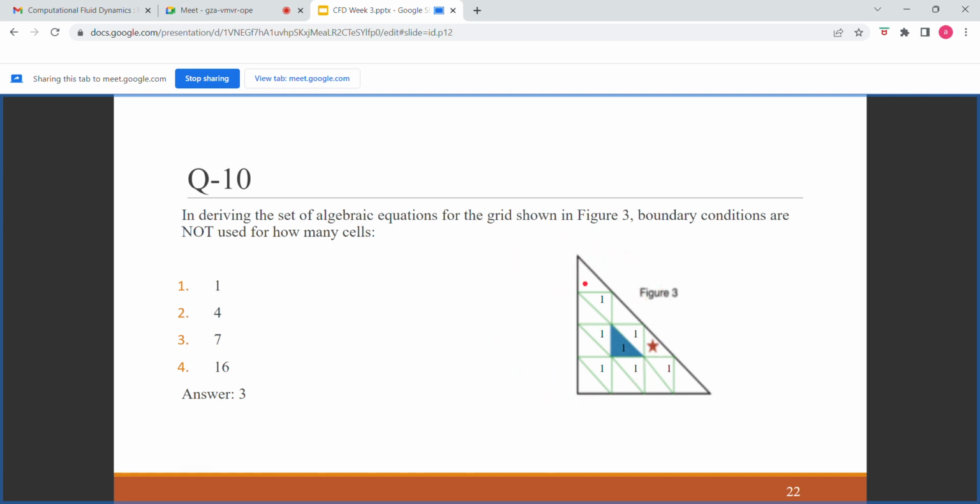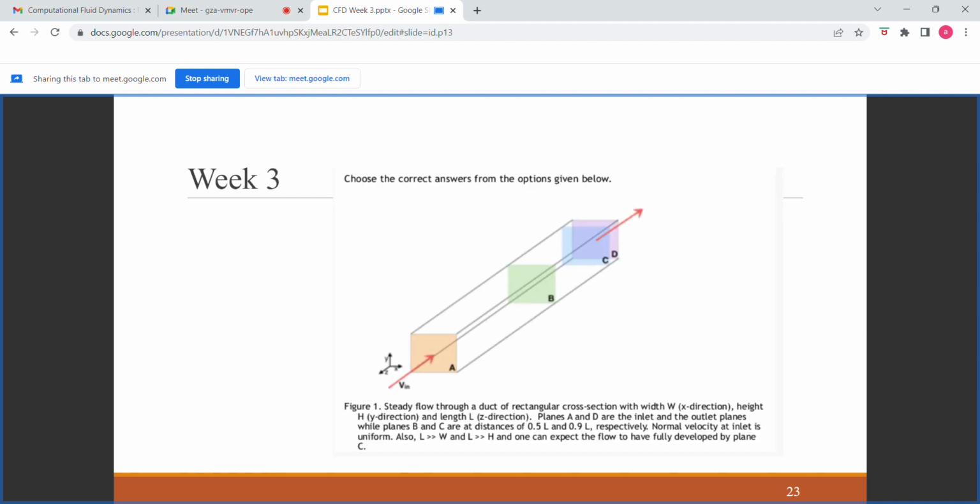Like this one has this boundary, this one has a vertical boundary, vertical boundary, vertical boundary, and a horizontal boundary as well, horizontal, and the diagonal, here diagonal, diagonal. So basically 7 cells are not using boundary conditions. So these were the questions from week 2.